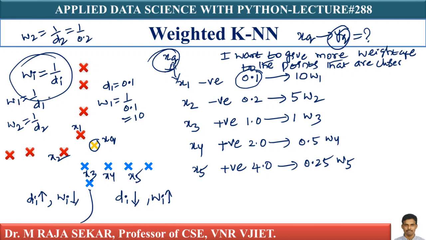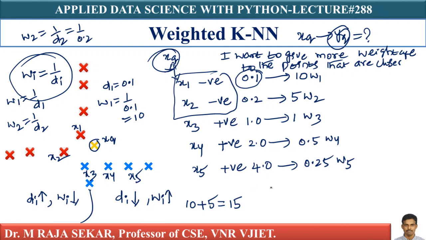Now, what will I do? First, take all the negative points. What are the negative points here? My x1, x2 are negative points, isn't it? What is the sum of the weights of these negative points? What is the weight corresponding to x1? That is 10. What is the weight corresponding to x2? That is 5. These are two negative points whose corresponding weights are 10 and 5. Therefore, 10 plus 5 must be 15.